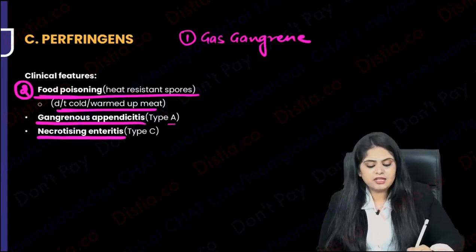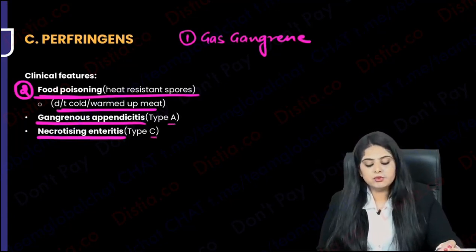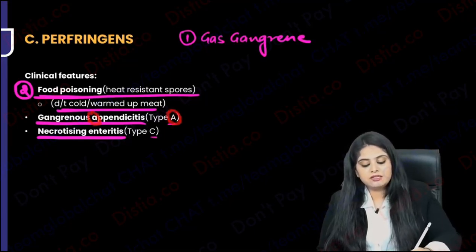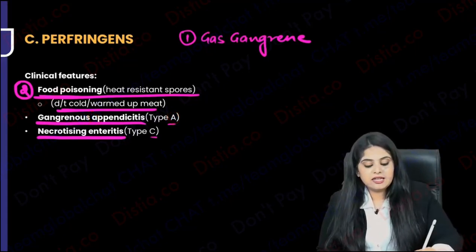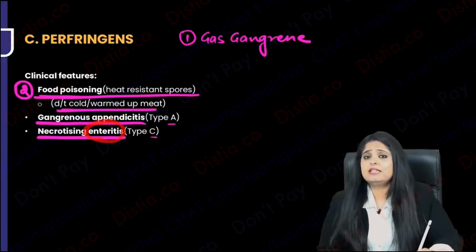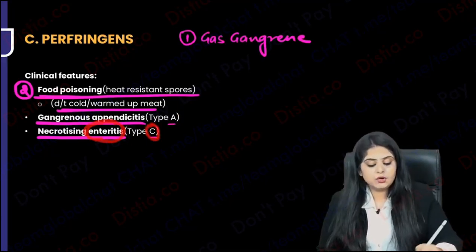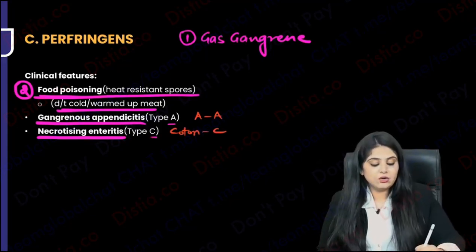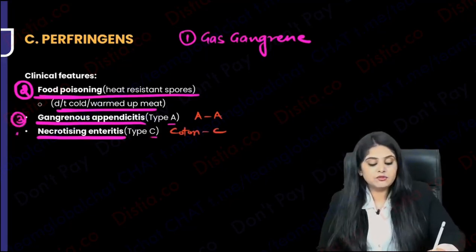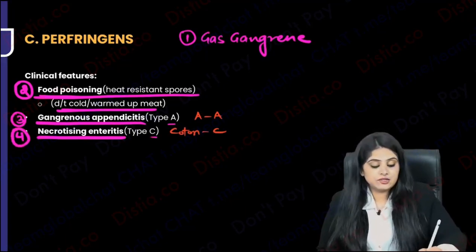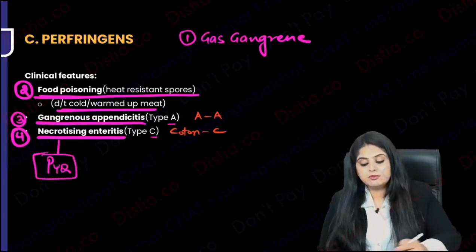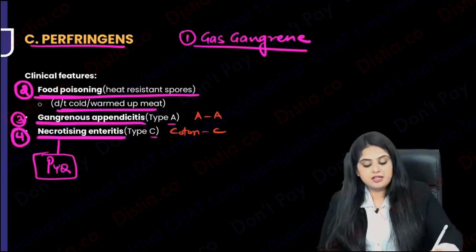Please note, I've written some types which cause these, which is not very important for you to know. If you wish to know, you can learn that gangrenous appendicitis is usually caused by the type A form, A for A, and necrotizing enteritis. Enteritis means colon. So the colon one is caused by type C. So remember, appendix is caused by type A and colon is going to be caused by type C. But as I said, not very important. Remember, these are some of the intestinal manifestations, and this is a PYQ. Necrotizing enteritis is caused by which of the following Clostridium species? So perfringens is not just gas gangrene, but a lot of food poisoning.